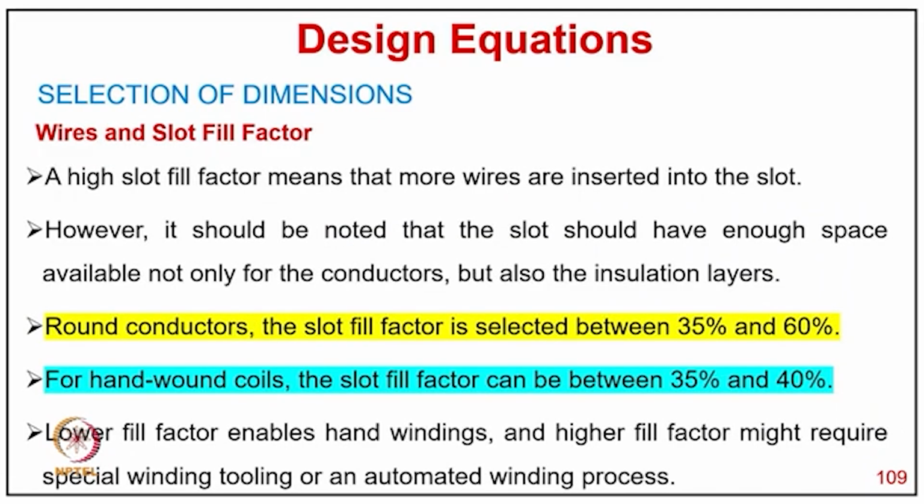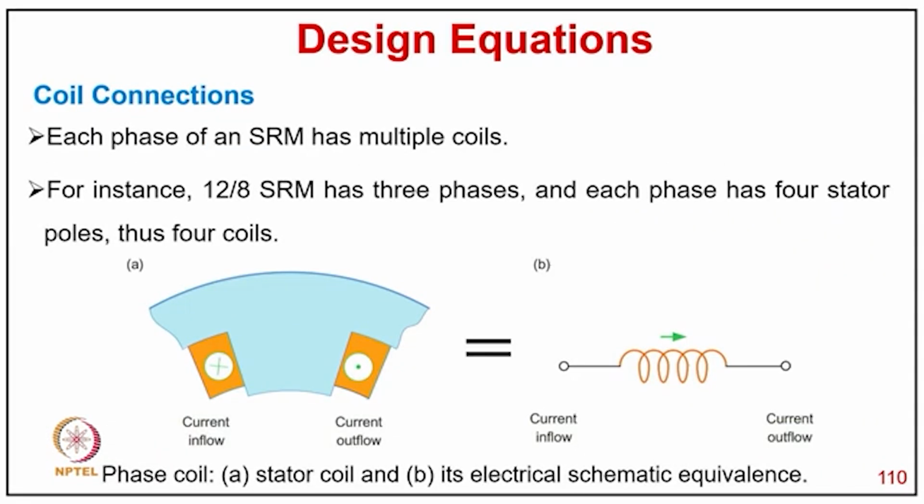Now a higher slot fill factor means that more wires are to be inserted into the slot. However, it should be noted that the slot should have enough space available, not only for the conductor but also for the insulation layer. For round conductors, the slot fill factor is selected between 35 to 50%. For hand-wound coils, the slot fill factor varies from 35 to 40%. The lower fill factor enables hand winding, and a higher fill factor might require a special winding tool or an automated winding process.